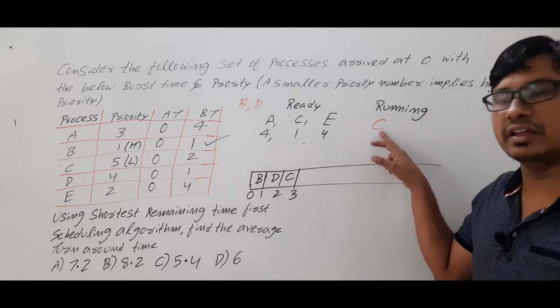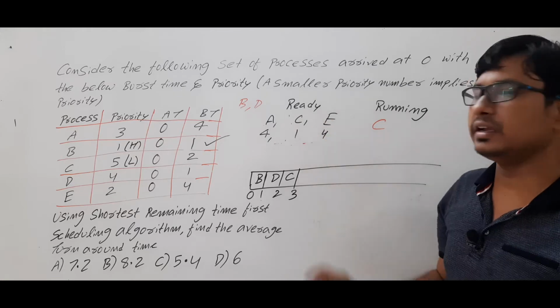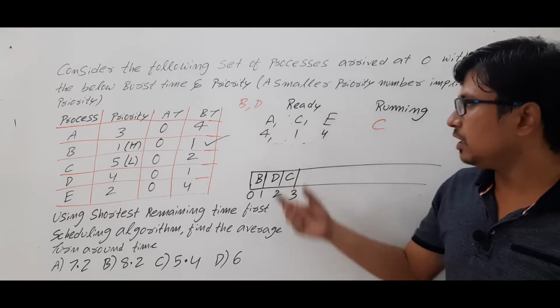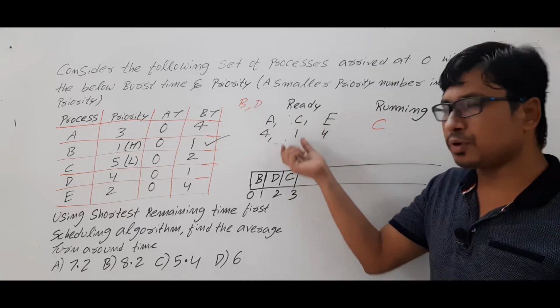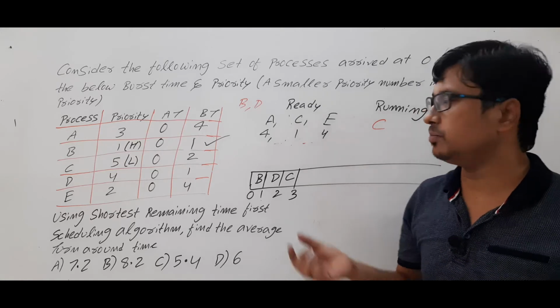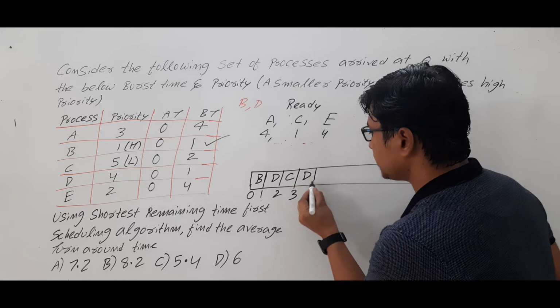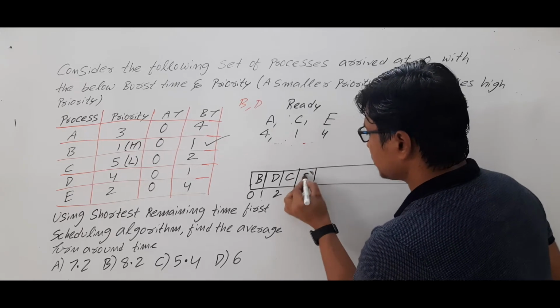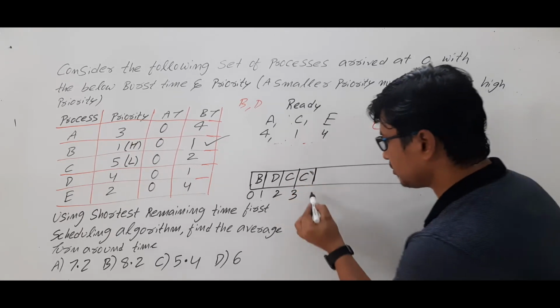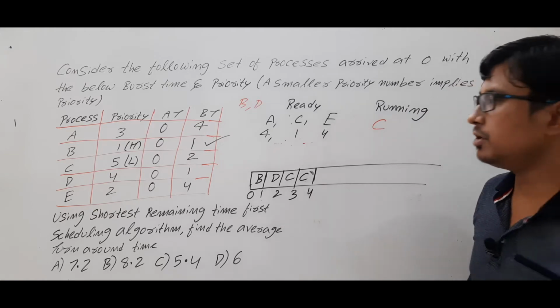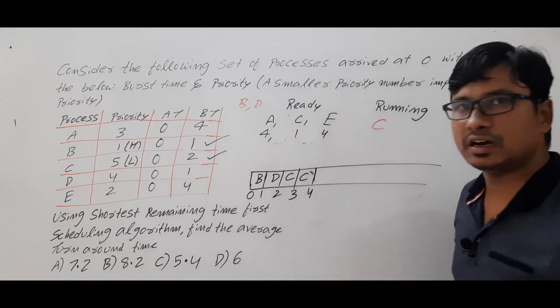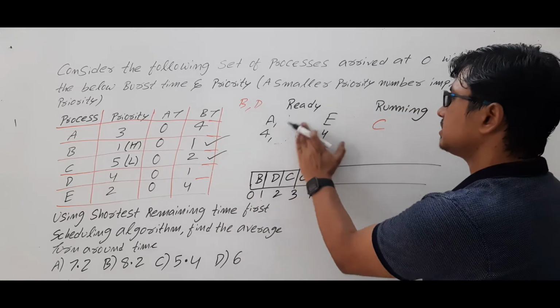Now look at the process. Process C is there in the running state. Process A and E are there in the ready state. Now among these three processes, process C has the less burst time. So again process C will be running for 1 more unit of time. At 4 units of time, process C will complete its task and will go to the terminated state.